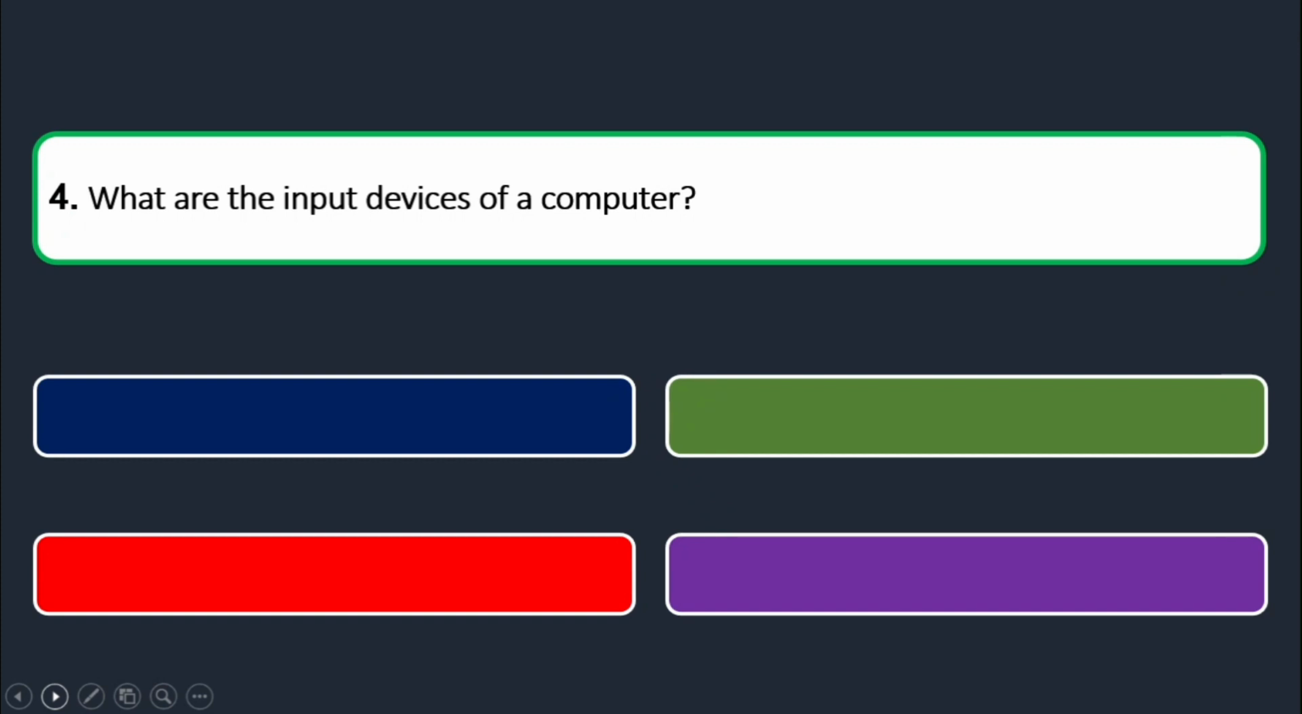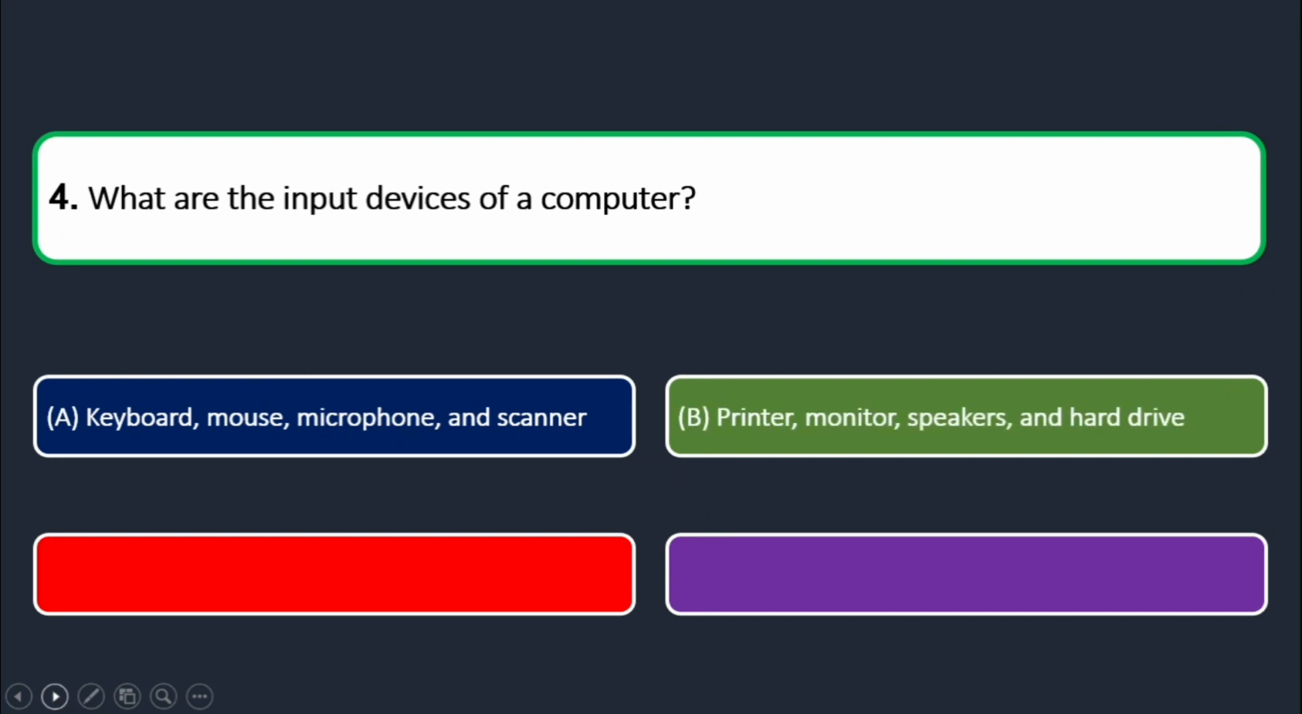Fourth question. What are the input devices of a computer? Your options are A. Keyboard, mouse, microphone, and scanner, B. Printer, monitor, speakers, and hard drive, C. All of the above, D. None of the above. The correct answer is A. Keyboard, mouse, microphone, and scanner.